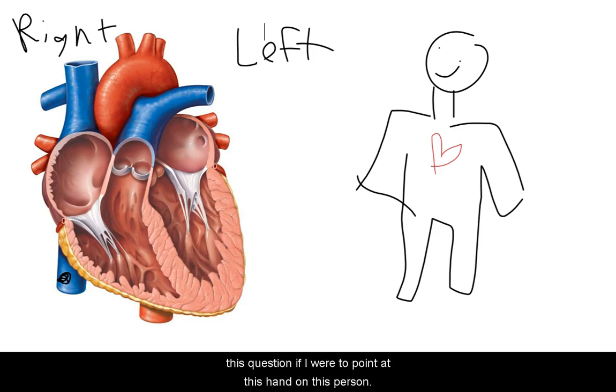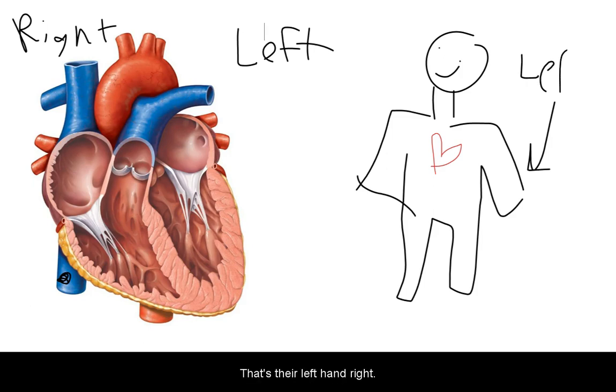So let me ask you this question. If I were to point at this hand on this person, what hand would that be? Well, that's their left hand, right? The same logic applies. It doesn't matter which direction this person is facing. If they're facing towards you or away from you, the same hand is that left hand. And the same is true for the heart. If you're looking into a person from their ventral side, their left side from their perspective is the left side of their heart.